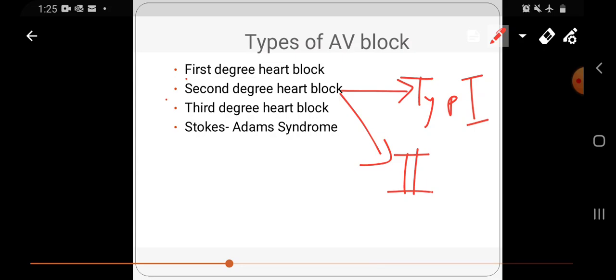But for sure, some of the P waves can pass into the ventricles and stimulate them, others cannot. عشان هيك اسمه second degree. Okay. هلا نيجي على third degree heart block.